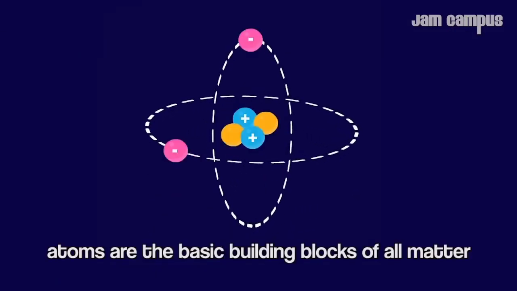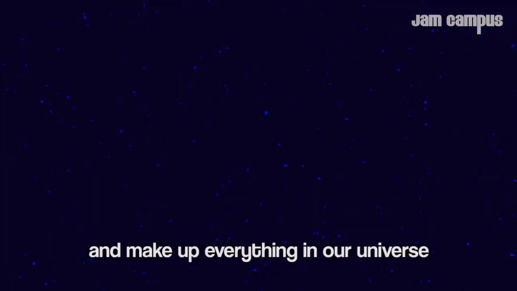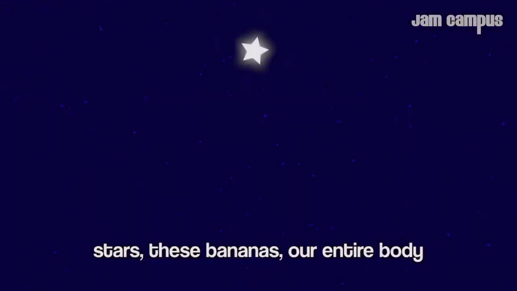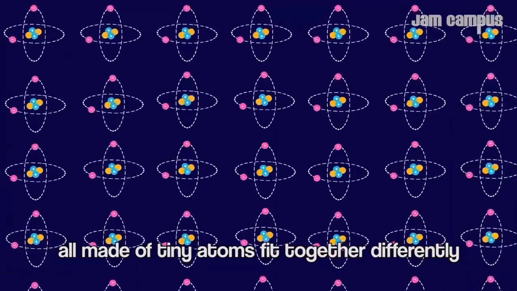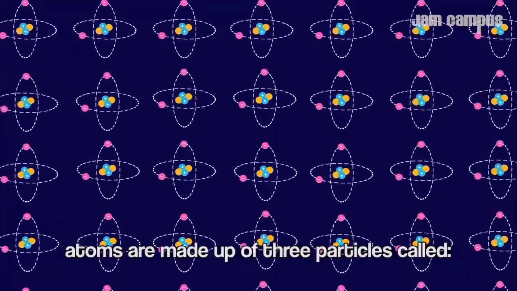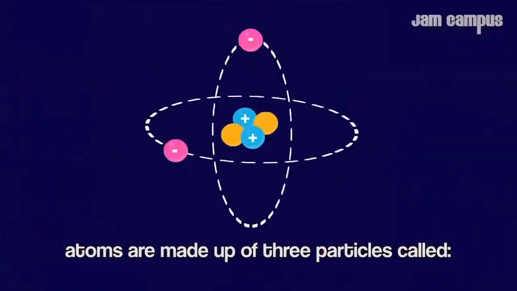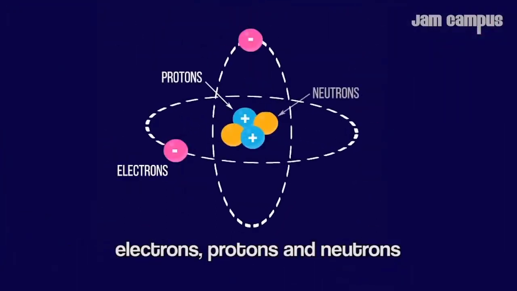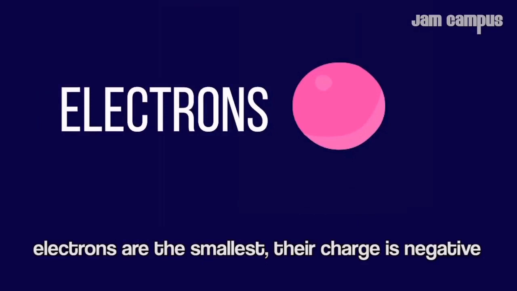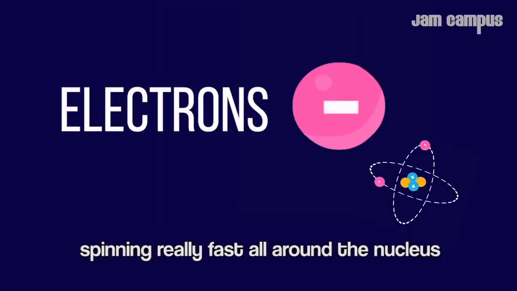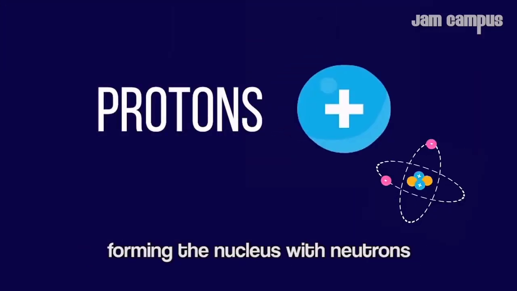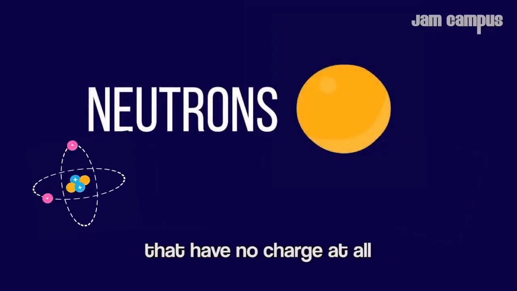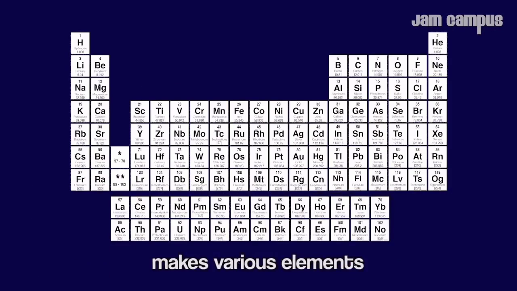Atoms are the basic building blocks of all matter. They're extremely small, make up everything in our universe. Stars, these bananas, our entire body, all made of tiny atoms fit together differently. Atoms are made up of three particles called electrons, protons, and neutrons. Electrons are the smallest, their charge is negative, spinning really fast all around the nucleus. The proton's positive and located in the center, forming the nucleus with neutrons that have no charge at all. When particles are mass different, makes various elements.